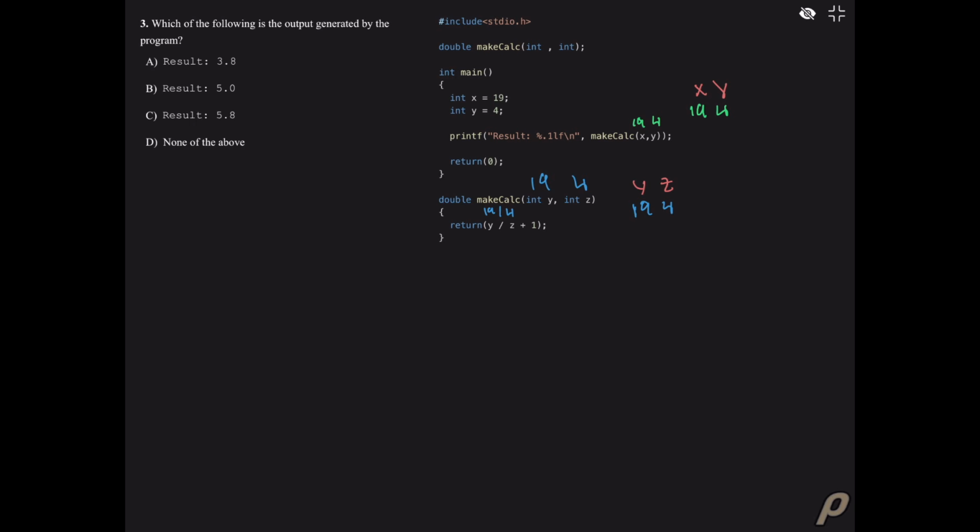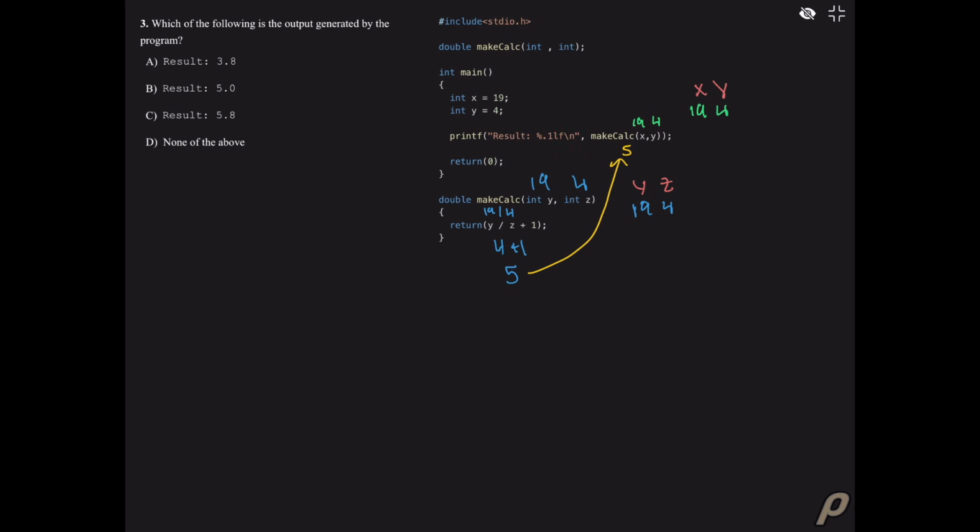And since it's integer division, we just truncate it. So we get 4 plus 1, which is just 5. So we return this 5, then gets returned up into this make calc function. So this 5 is up here, and that's what we're printing right here. So this 5 gets printed right here, and we see the 0.1.